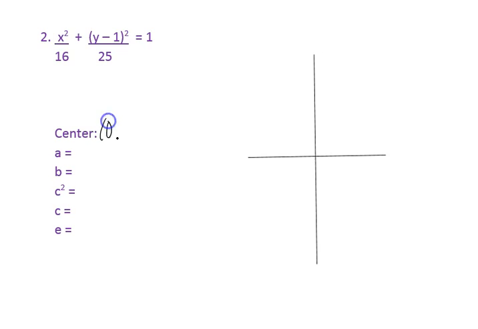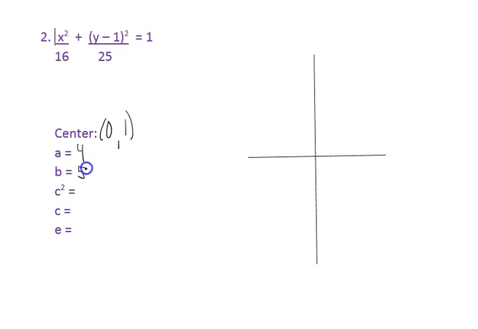So our center is 0 something. And then here with the y, it's just like with a circle. You change the sign. So the center would be at 0, 1. Then you look under your x to find a, and so the square root of 16 would be 4.